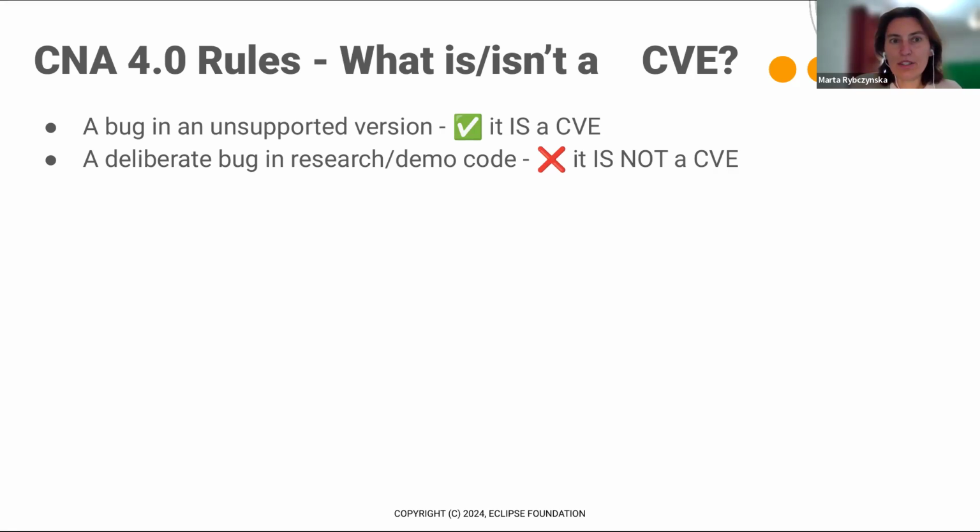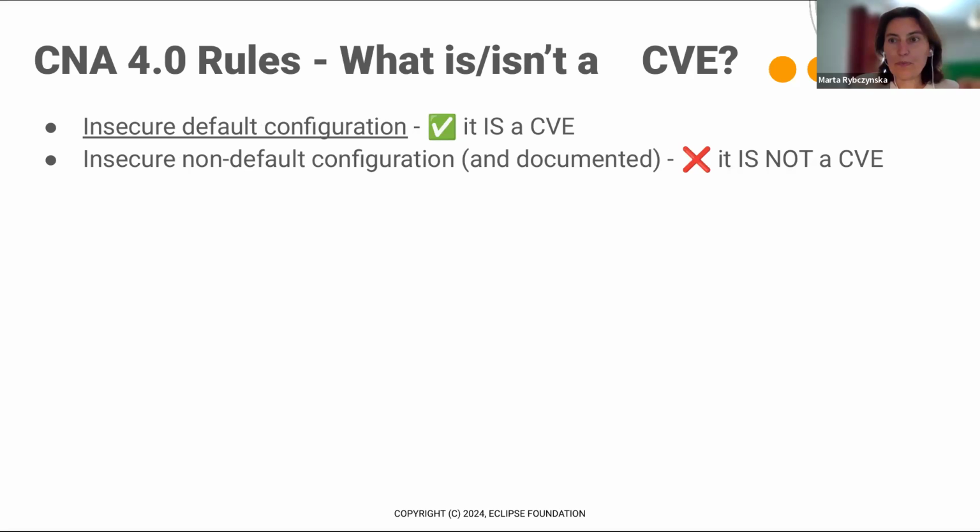If there's a deliberate bug in research or demo code, this is not a CVE, on the other hand. Now, insecure configuration by default is a vulnerability. But if you have an insecure configuration that is well documented as such, and it's not default, so the user has to use some specific option, stating that they know that this is unsafe and they still want to use that feature, this is not a CVE.